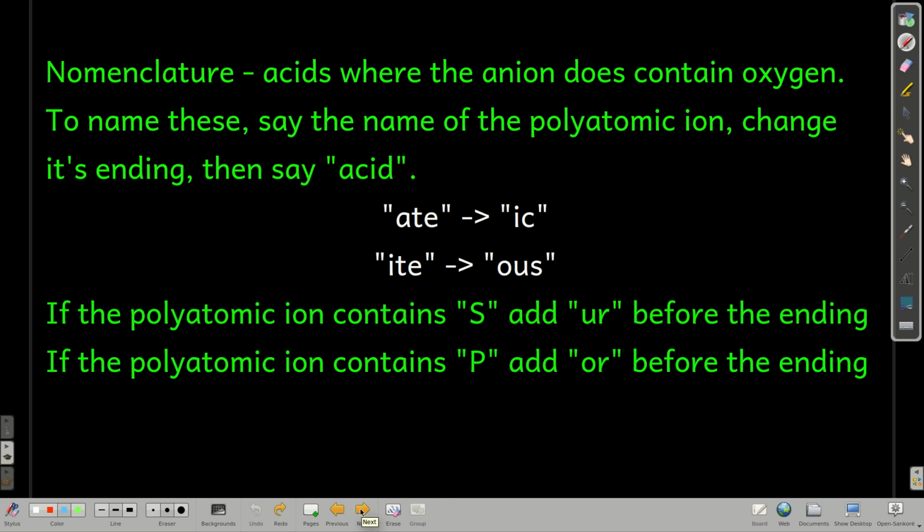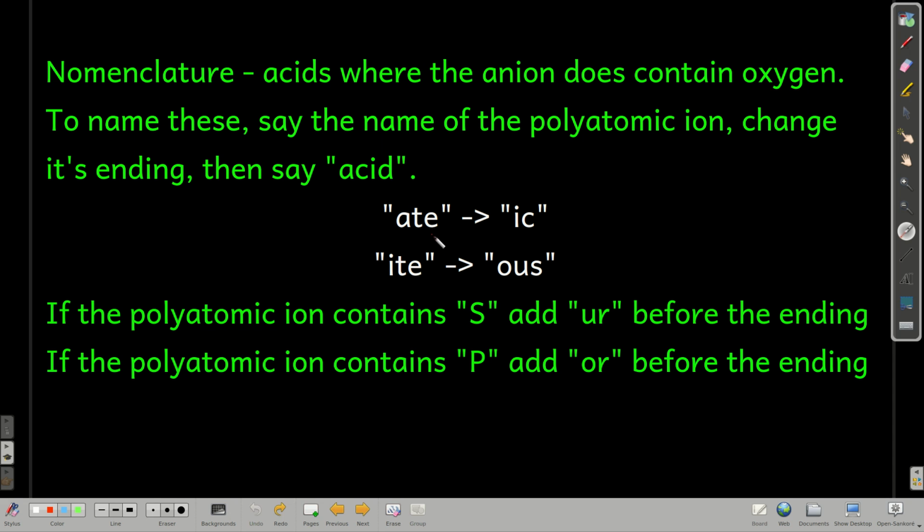All right, so now, what if the anion does contain an oxygen, one or more? Well, to say the names of these, all we're going to do is find the name of the anion. And the anion in this situation will always be a polyatomic ion. So look in the table of polyatomic ions, which you hopefully have started to memorize anyway. Find the name of that polyatomic ion and change its ending. There are only two possibilities if it's a polyatomic ion with one or more oxygens in it: the name will always end in either ATE or ITE.